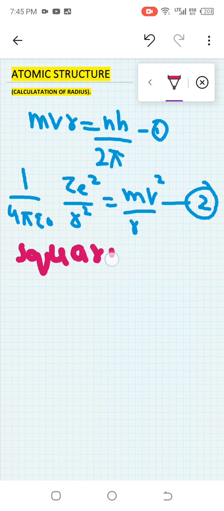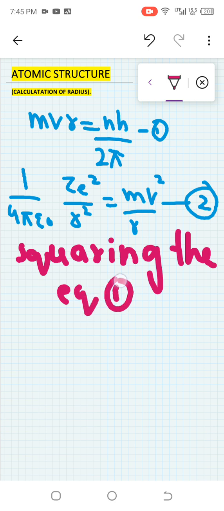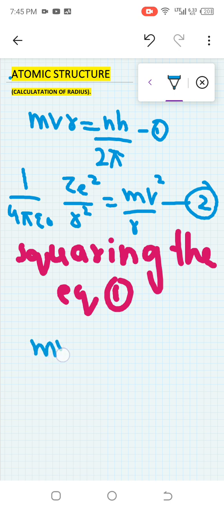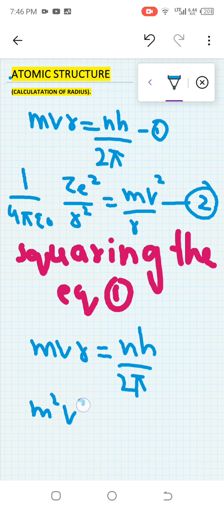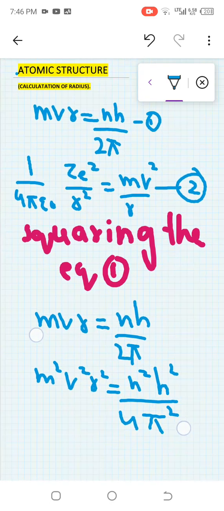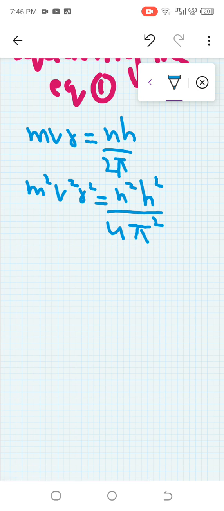Squaring equation 1: mvr is equal to nh over 2 pi. We square this whole equation, so that will be m square v square r square is equal to n square h square divided by 4 pi square. After squaring this, we have to divide it by equation number 2.